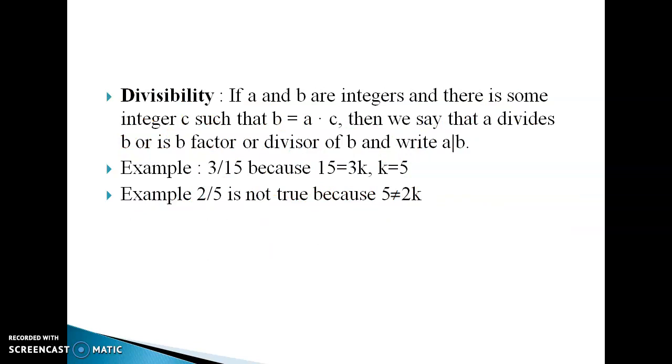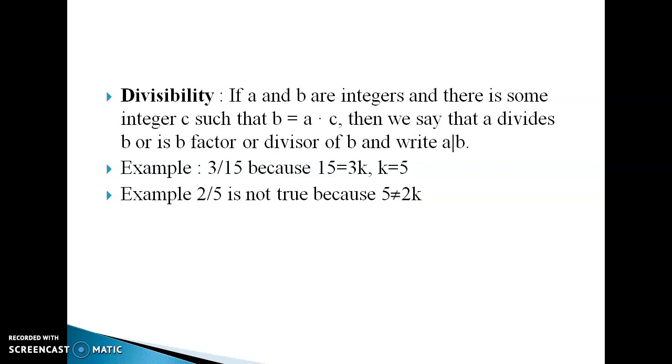I begin with the basic property of divisibility. Here it goes. If a and b are any two integers, and there is some integer c such that I can write b is equal to a into c, then we say that a divides b, or a is a factor or divisor of b, and write a divides b. It is symbolically written as a | b.